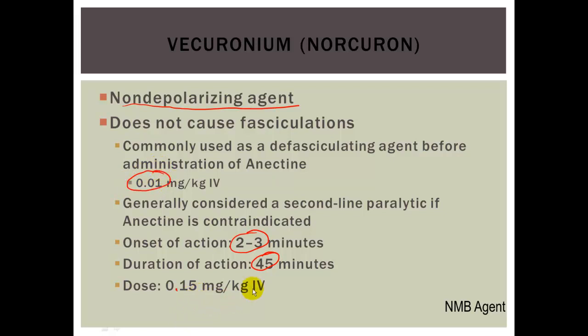As an example, a patient that weighs 100 kilograms is going to get 15 milligrams of Vec. A defasciculating dose, one-tenth of that, is going to be 1.5 milligrams.